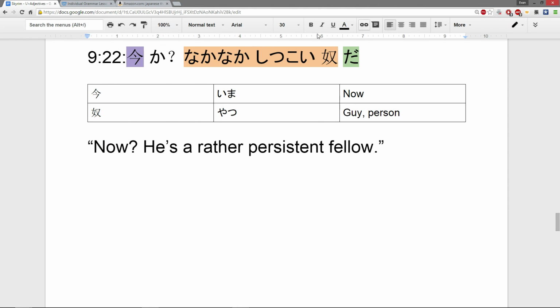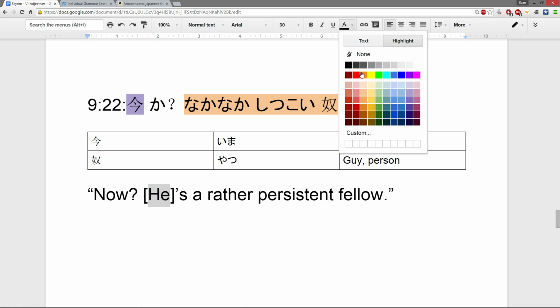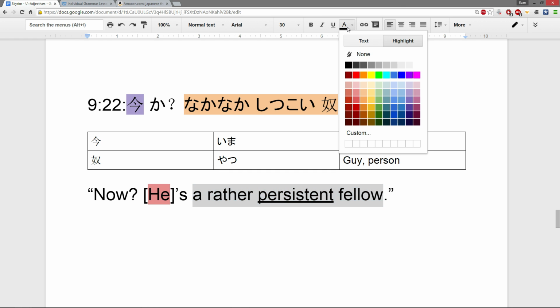Alright, here's the sentence. 今か? なかなかしつこいやつだ. Once again, we have an i-adjective, しつこい, directly modifying やつ, a noun, followed by だ. There is no subject here, so I didn't bother coloring these. He should be a subject, so we color him that color. A "rather" is なかなか. Nakanaka! It sounds like a goofy word. This is your adjective right here. I'll underline it. And then "fellow": a rather persistent fellow is all of your complement right there.